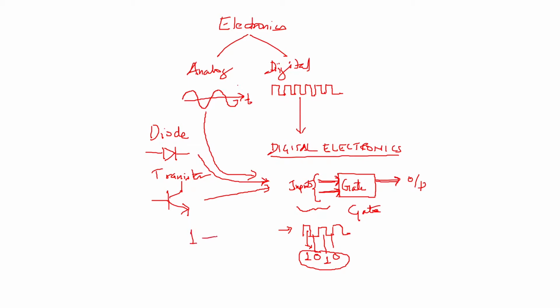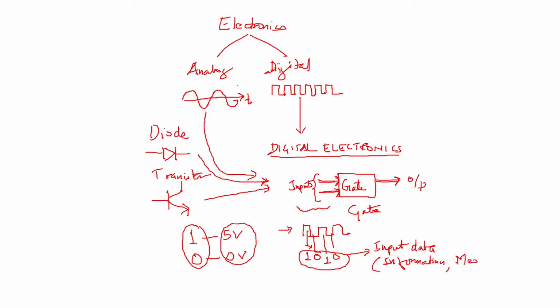1 is electrically approximately 5 volts. 0 is electrically approximately 0 volt. So the electrical representation is like this, and with this 1 and 0 we can make our input data. This input data is nothing but your input information, or input message.